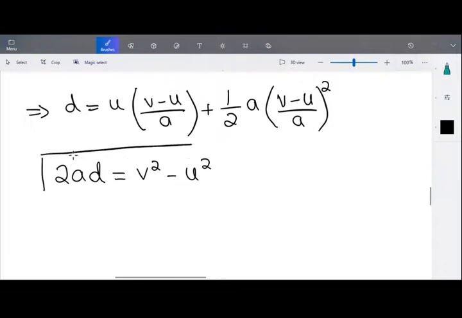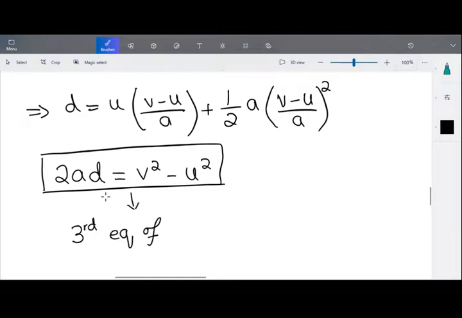Now, if you look at this equation closely, there's no time variable over here. It's just acceleration, displacement, and the initial and final velocities. So if you don't know how long you're accelerating for, you can use this equation to figure out any unknowns that you have. You'll just have to look at the question in front of you, extract the information that you have, think about the information that the question is asking you for, and then decide which one of the three equations you would like to use. So this is going to be the third equation of motion.